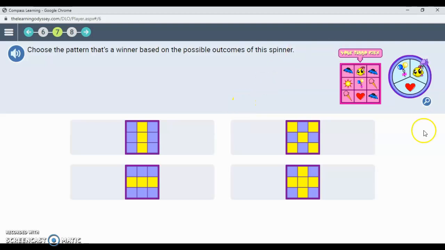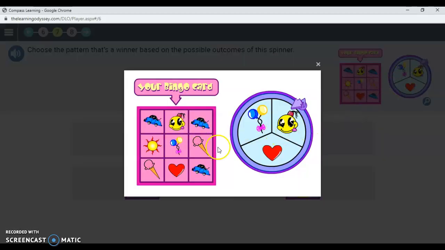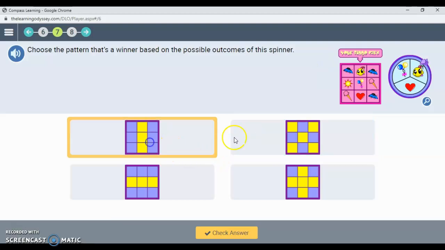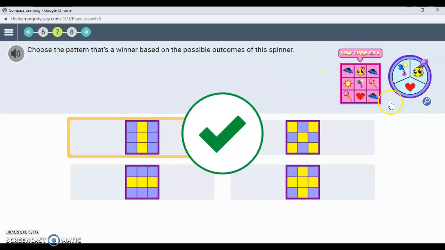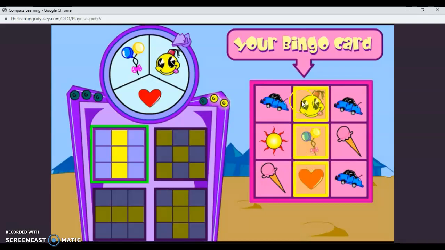Choose the pattern that's a winner based on the possible outcomes of this spinner. Okay, now you have 3. Here's the possibility right here. Okay, so you're going to choose the possibility. This pattern shows the possible outcomes.